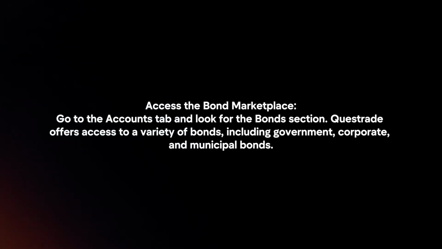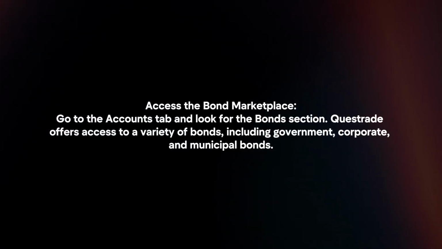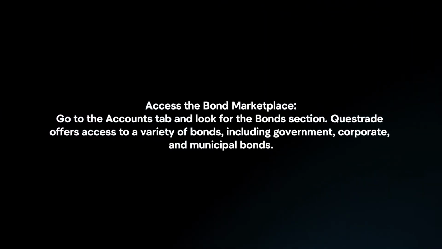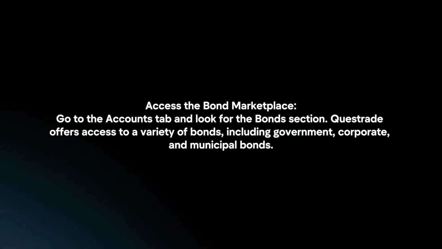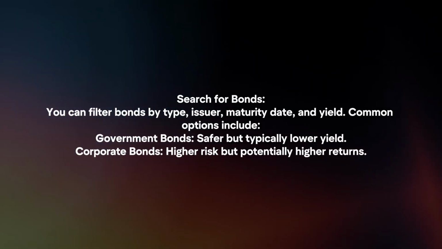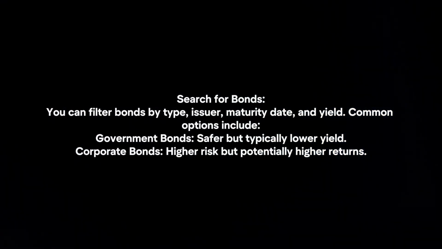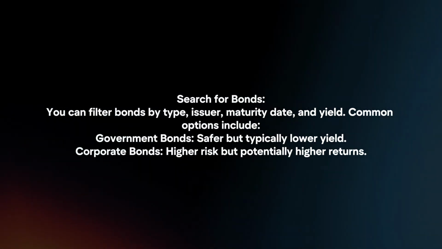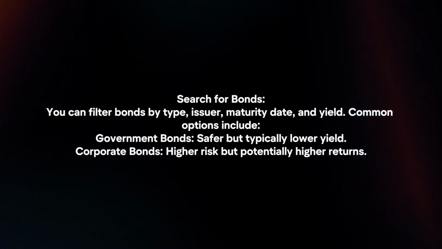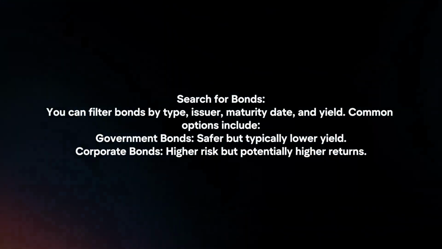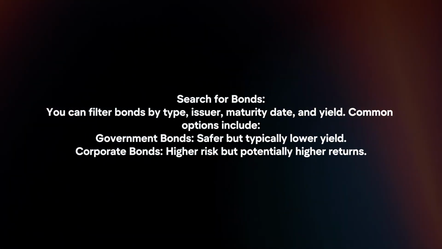Access the bond marketplace. Go to the Accounts tab and look for the Bond section. Questrade offers access to a variety of bonds, including government, corporate, and municipal bonds. Search for bonds. You can filter bonds by type, issuer, maturity date, and yield. Common options include government bonds, safer but typically lower yield, and corporate bonds, higher risk but potentially higher returns.